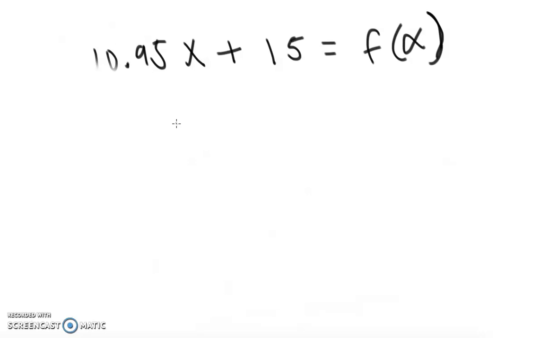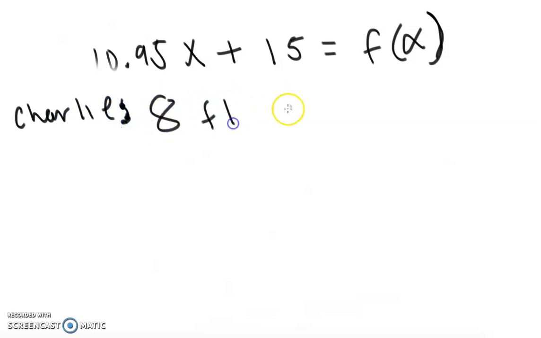So all we need to do, they're asking, Charlie is ordering 8 flowers. So since x represents flowers, all we're going to do is put in an 8 in place of the x. Also, right now, I'm going to stop right here and identify the dependent and independent variable of this part of the equation.